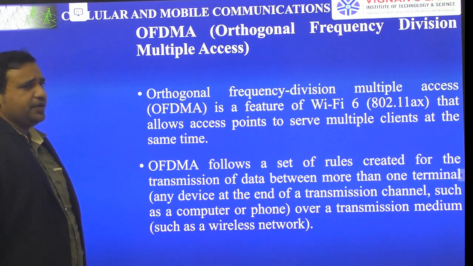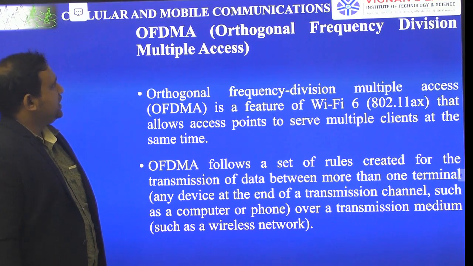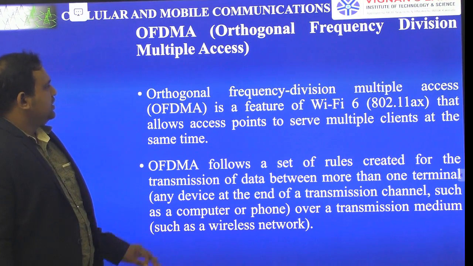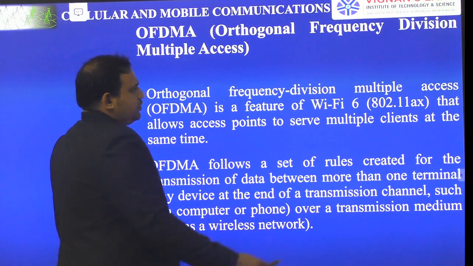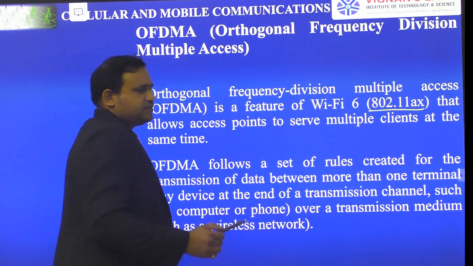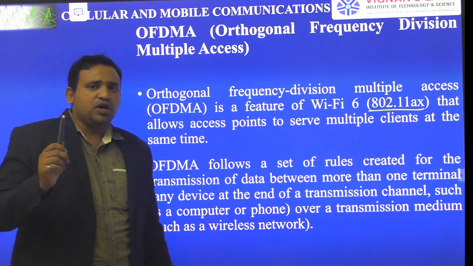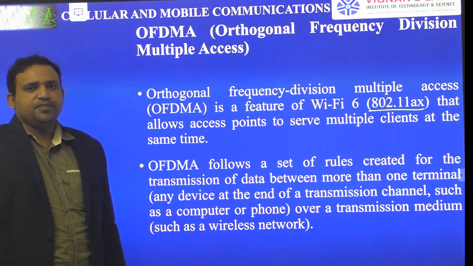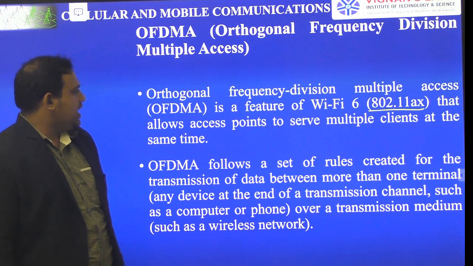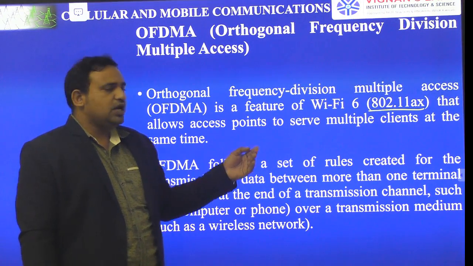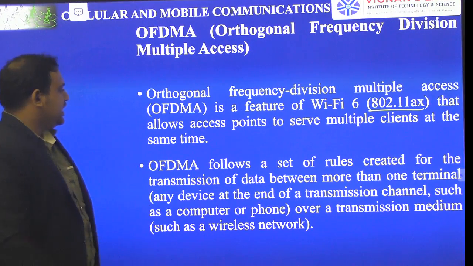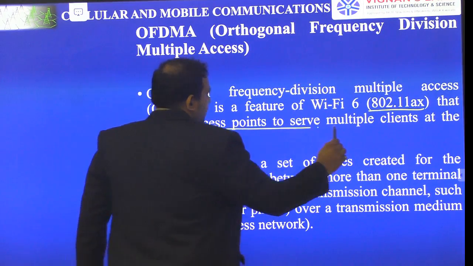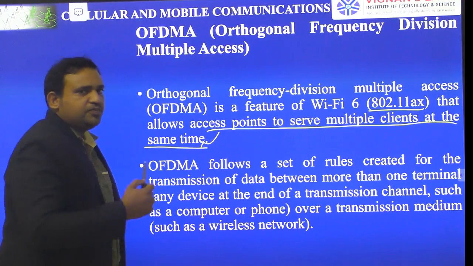Next, coming to OFDMA, that is orthogonal frequency division multiple access. OFDMA is a feature of Wi-Fi 6, that is 802.11ax. Remember, OFDM is 802.11ac and OFDMA is 802.11ax. It allows access points to serve multiple clients at the same time. This is the main feature: it is serving multiple clients at the same time. This is the main point we have to remember.